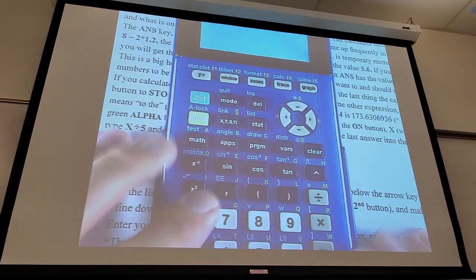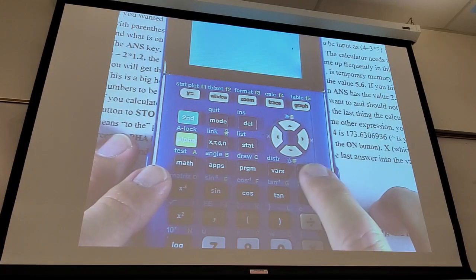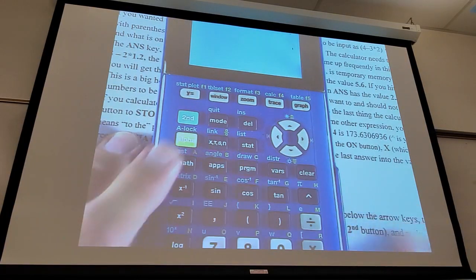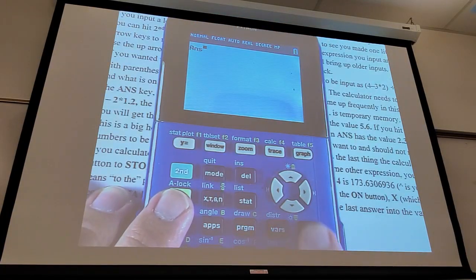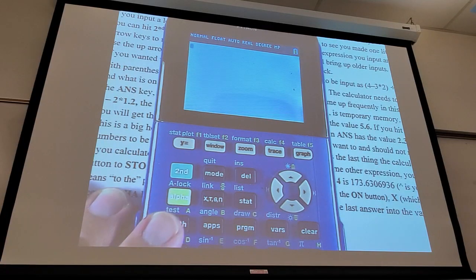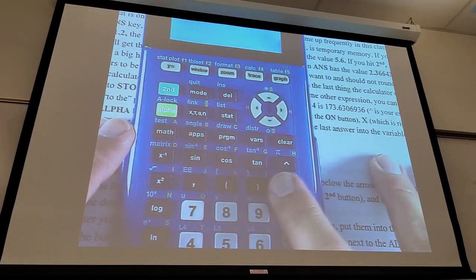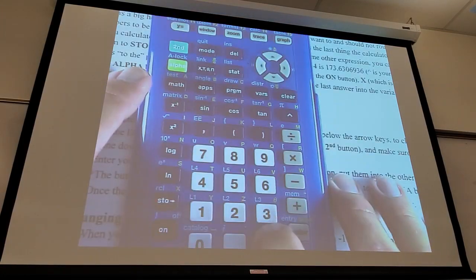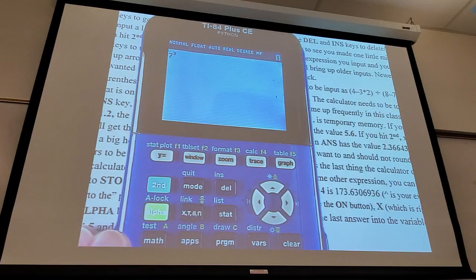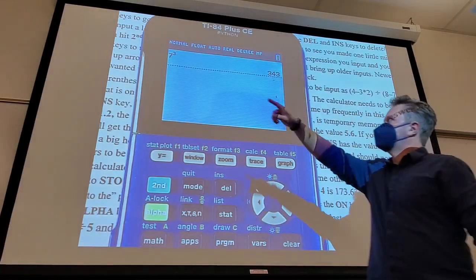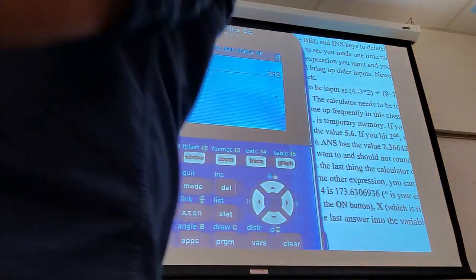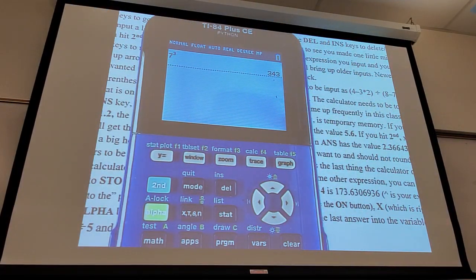So for example, everybody do this. Let's clear that. I like to clear sometimes, get a nice empty screen, right? Do this, 7. Here's your to the button right there. That's the exponent button. Let's do the third power. So 7 to the third power. That's what mine looks like. What do yours look like when you do 7 to the third? Did it have a little symbol? Okay. But they mean the same thing.